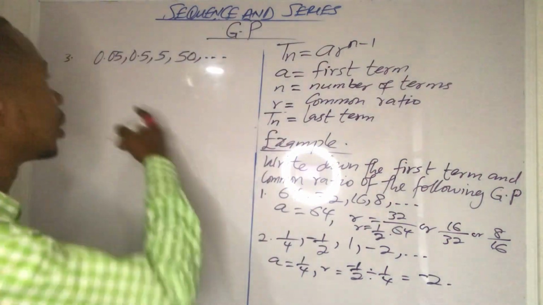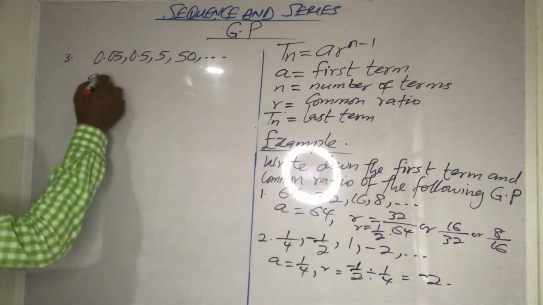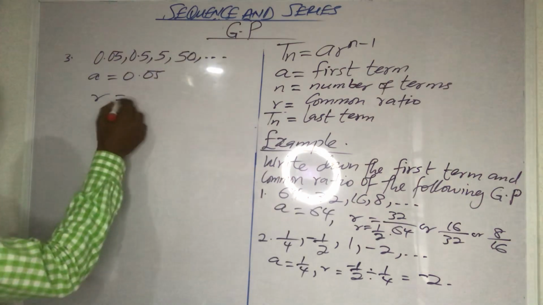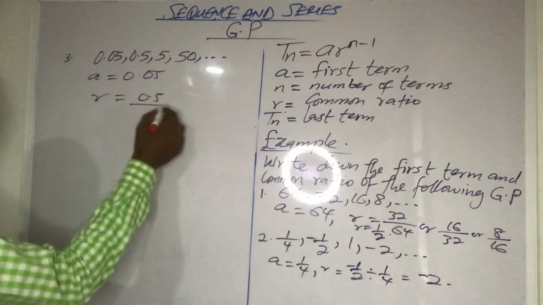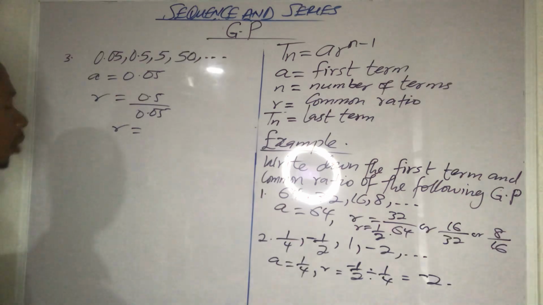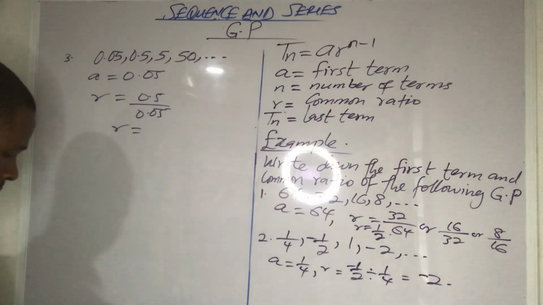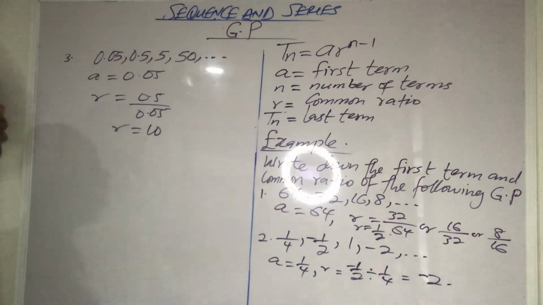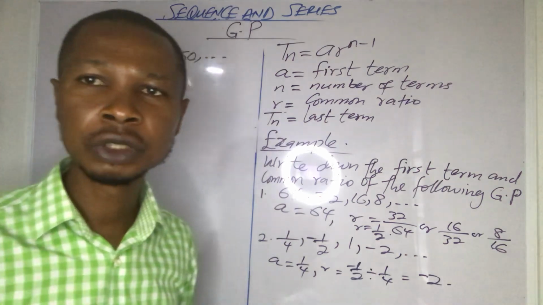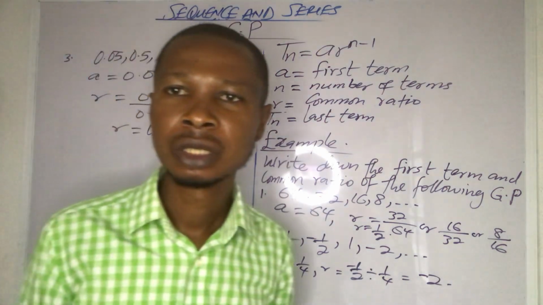So we can still look at this third one also. Our first term A will still be 0.05, while our common ratio will be 0.5 over 0.05. Then in that case, our common ratio is 0.5 divided by 0.05. That will give us 10. So this is how to get the first term and the common ratio of a geometric progression.